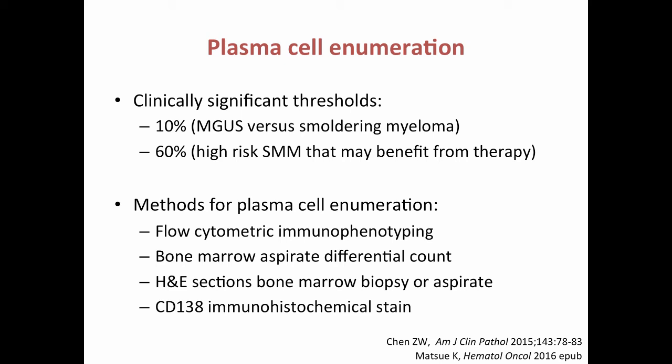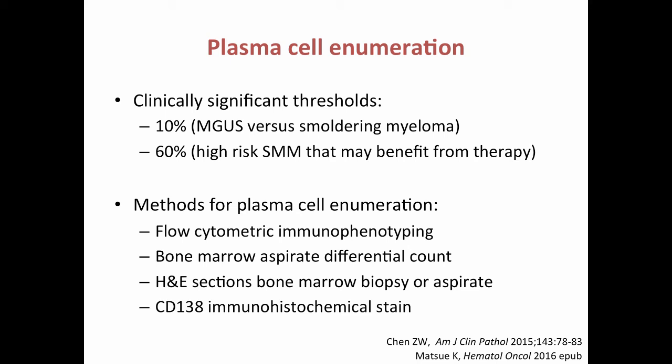Therefore, it's best to evaluate all specimens for the proportion of plasma cells, including the aspirate clot and biopsy, and describe any discrepancies in the report. A CD138 immunohistochemical stain can be of value if difficulty is encountered in distinguishing abnormal plasma cells from maturing myeloid cells on tissue sections.